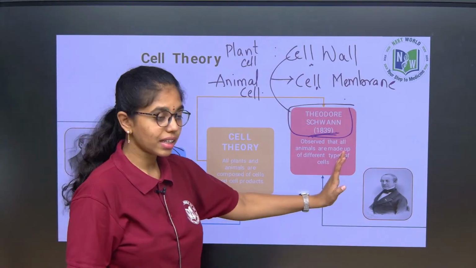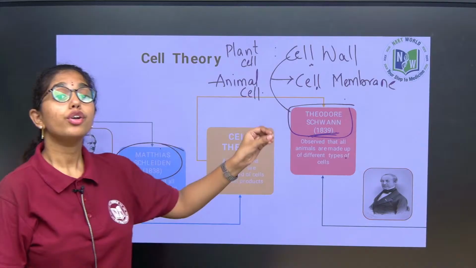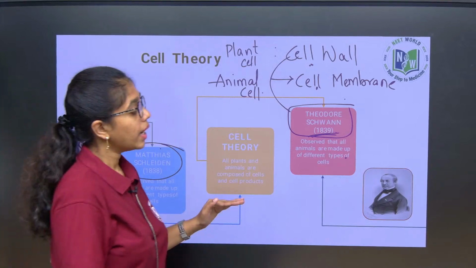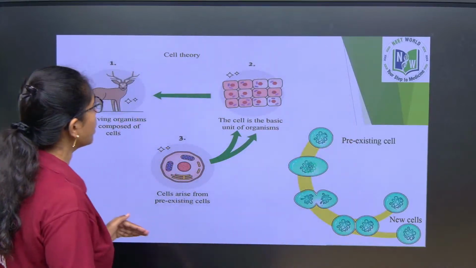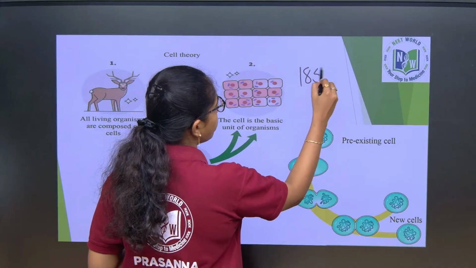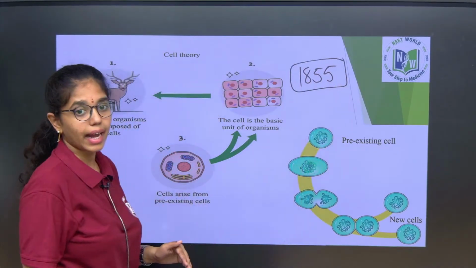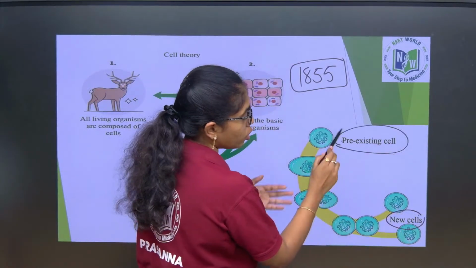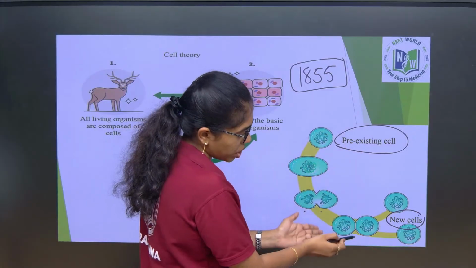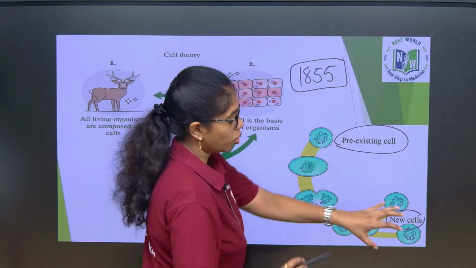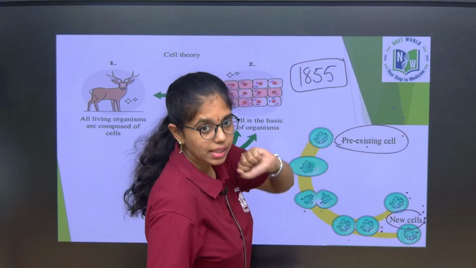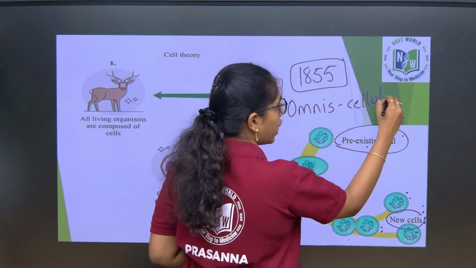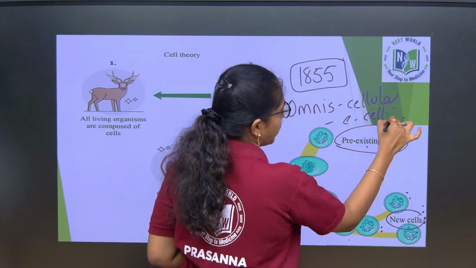But both of the scientists failed to explain the newly formed cells. How new cells are formed, neither of them explained. In the year 1855, which year? 1855, Rudolf Virchow said that new cells arise from pre-existing cells. Those cells which already exist undergo division and give rise to new cells. So, new cells arise from pre-existing cells. This is called omnis cellula e cellula.